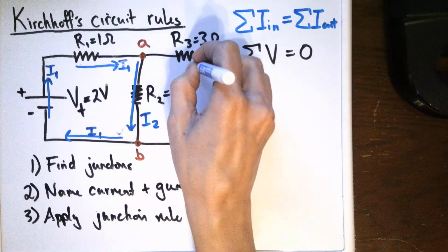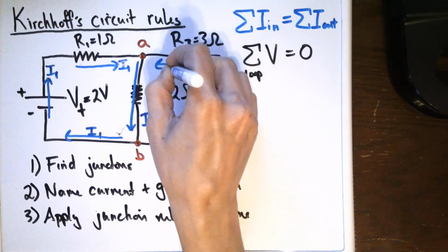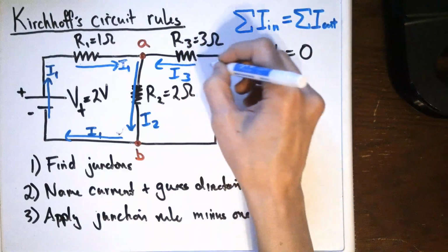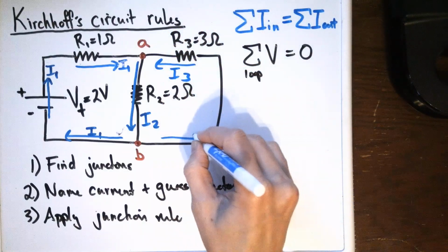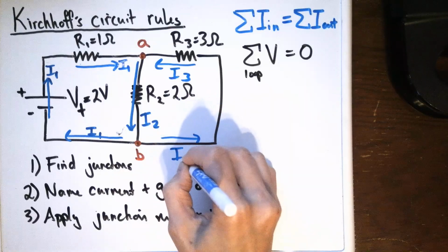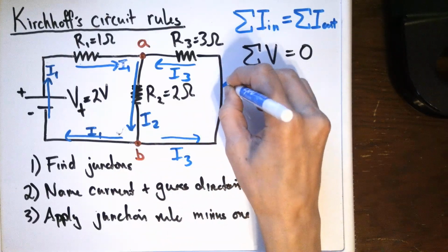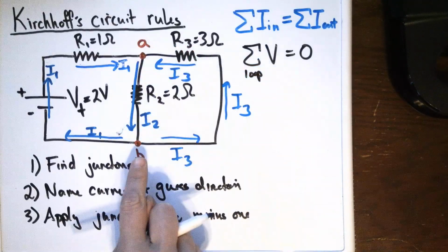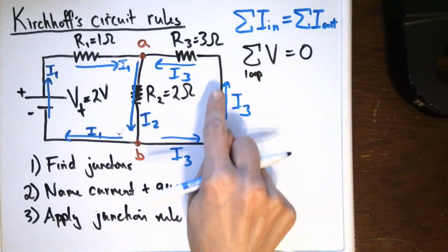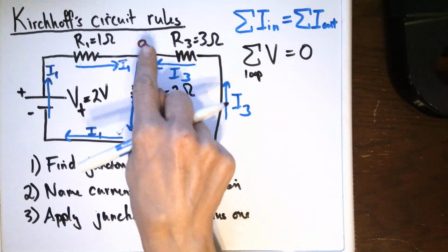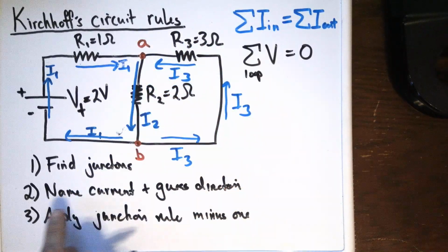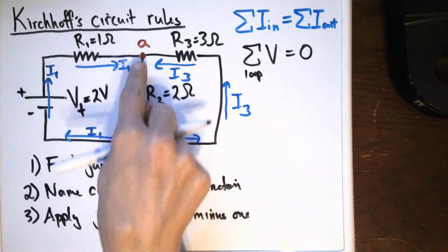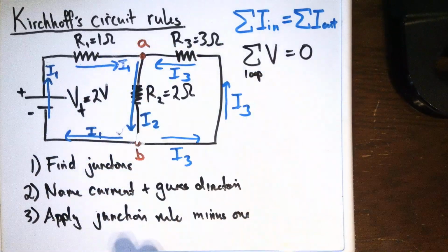I'm going to guess it's going to go that way, towards A through resistor 3. And if it's going that way, that means it's going to come out in this direction, and then it's going to go up that way. And again, all of these are the same current because this is all in series. It has no choice until it gets to the junction. All right, so I've named my currents and I've guessed their directions. I've guessed 1 goes this way, 2 goes that way, and 3 goes out that way.